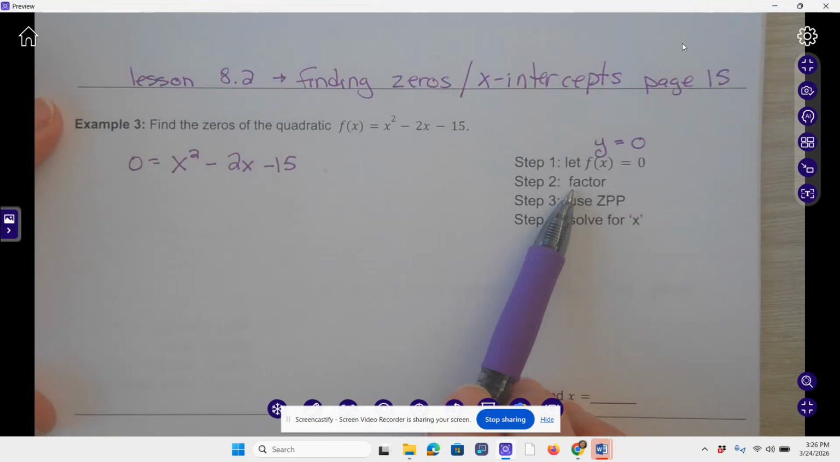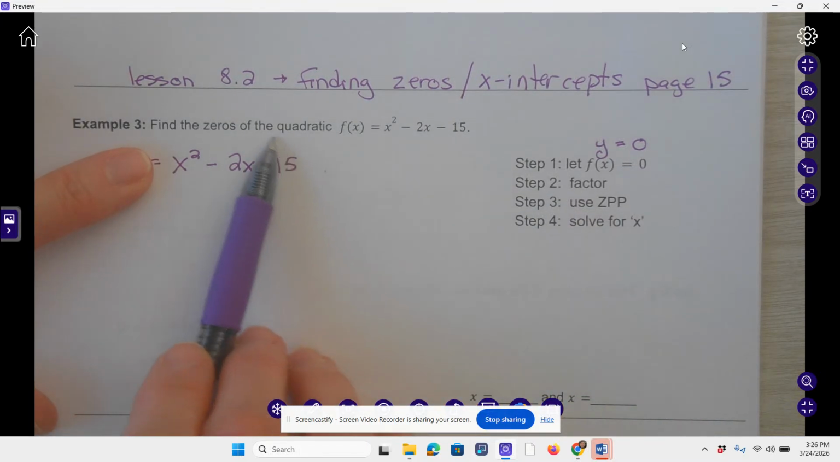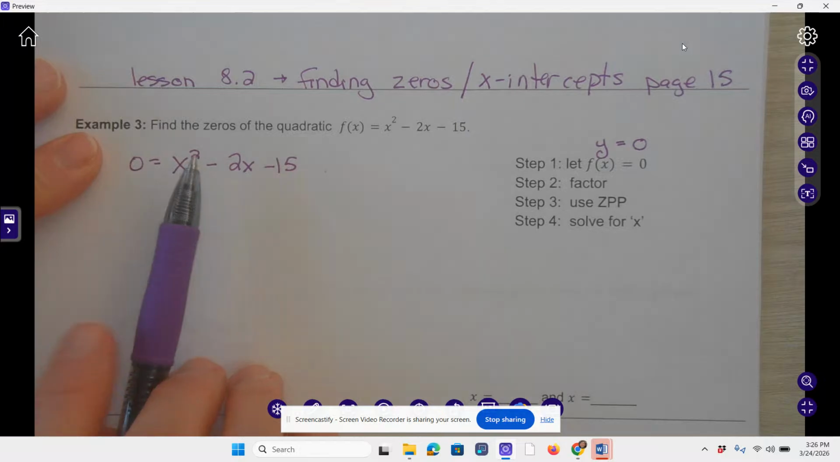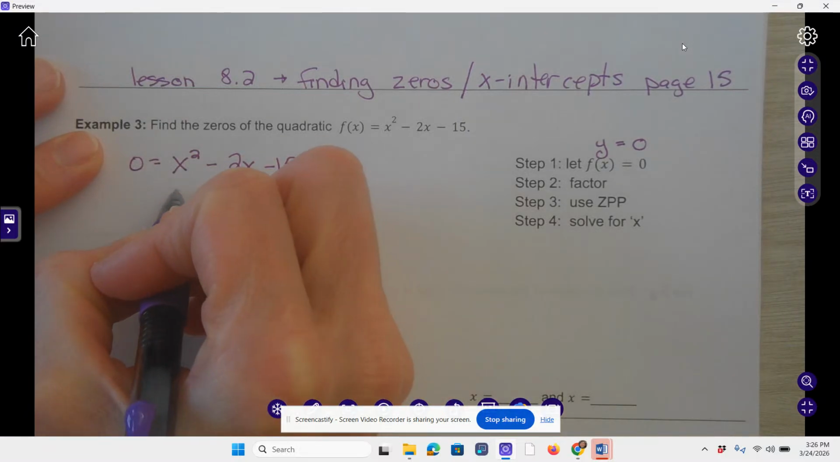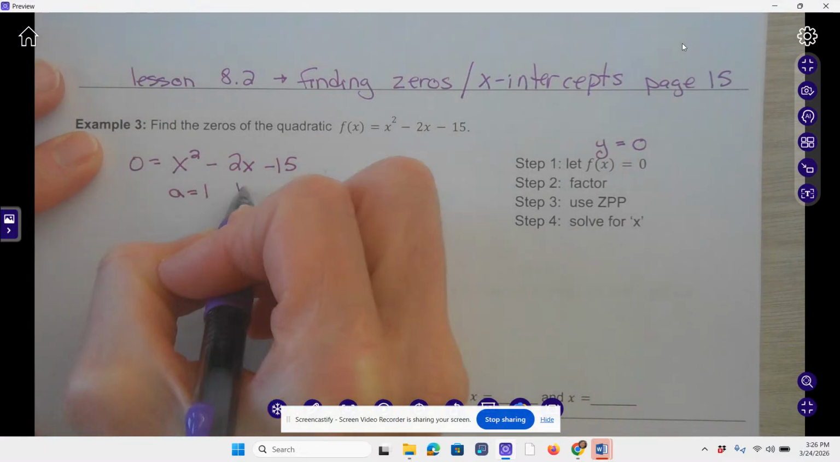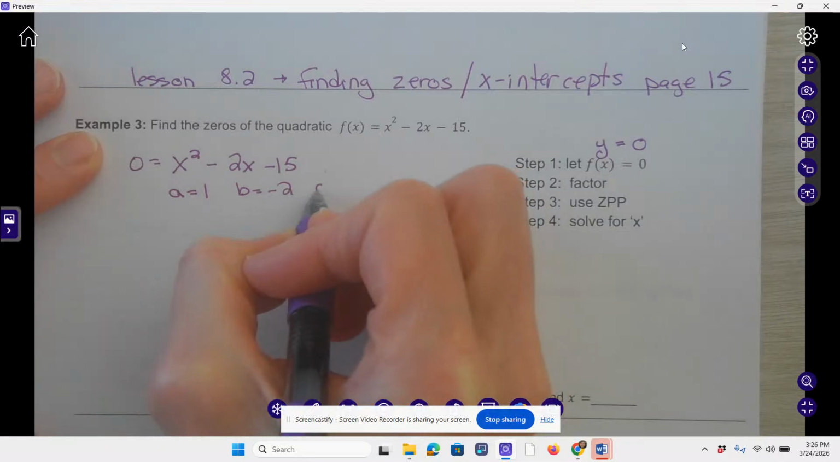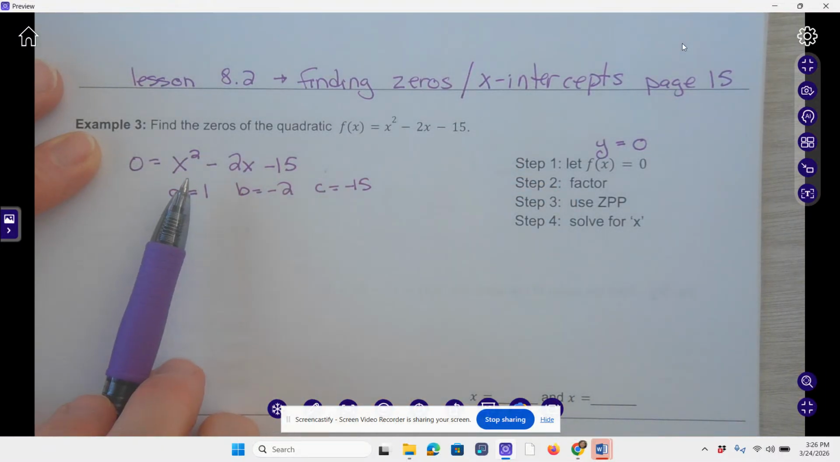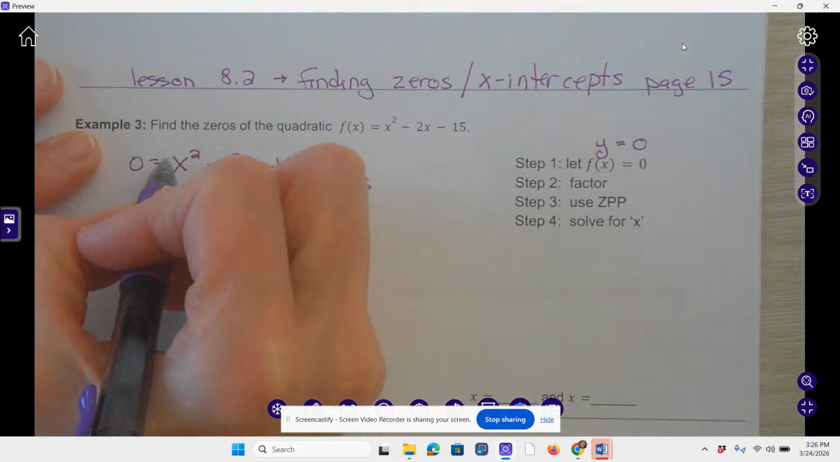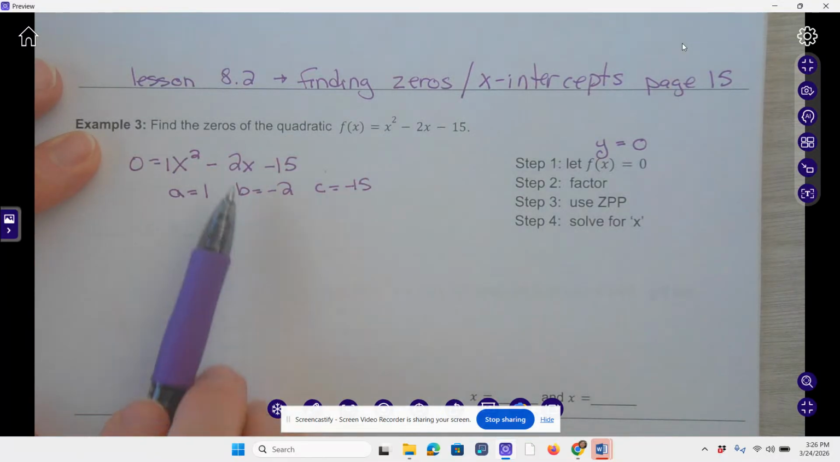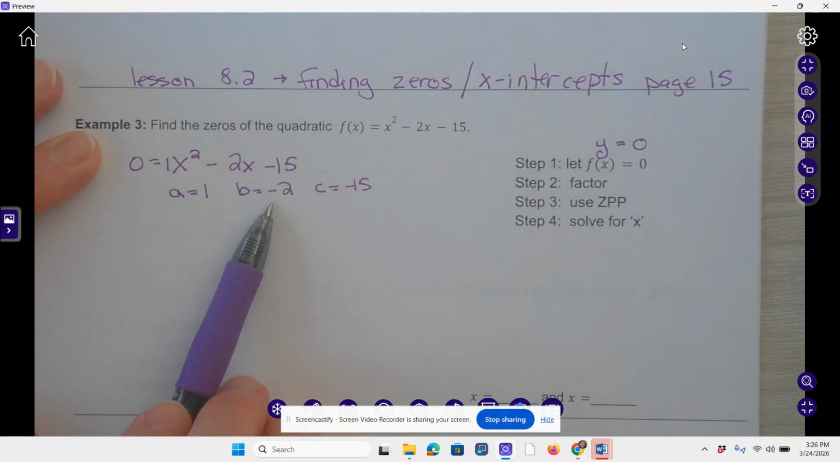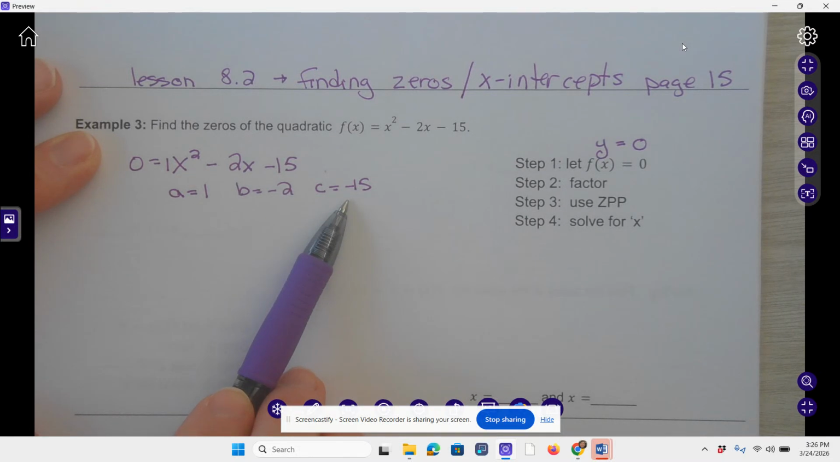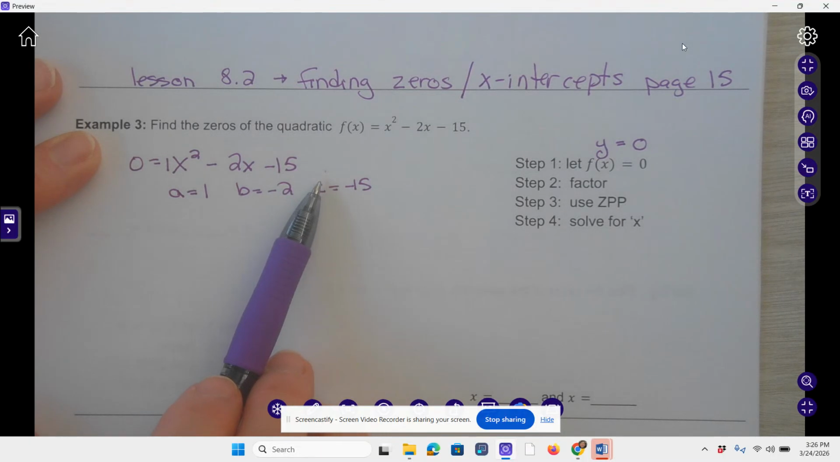Then it says factor. So we're going to factor this trinomial just like we did in Chapter 7. So when we factored, the first step was find your a, your b, and your c. So be careful with your negatives. A is the coefficient in front of the x squared. B is the coefficient in front of the x, which is negative 2. And c is the coefficient, or the plain old number hanging off the end that doesn't have a variable with it.